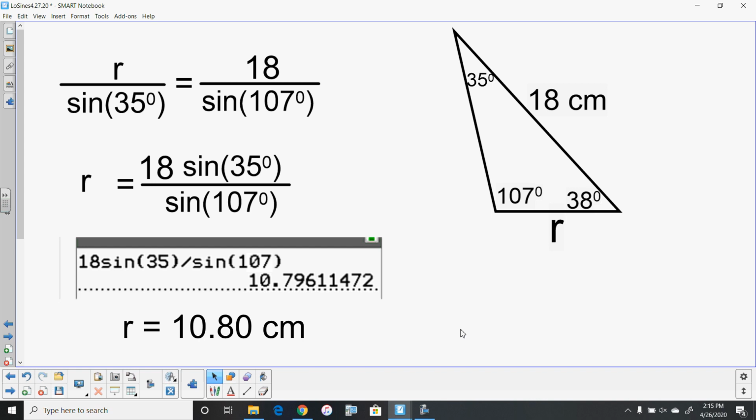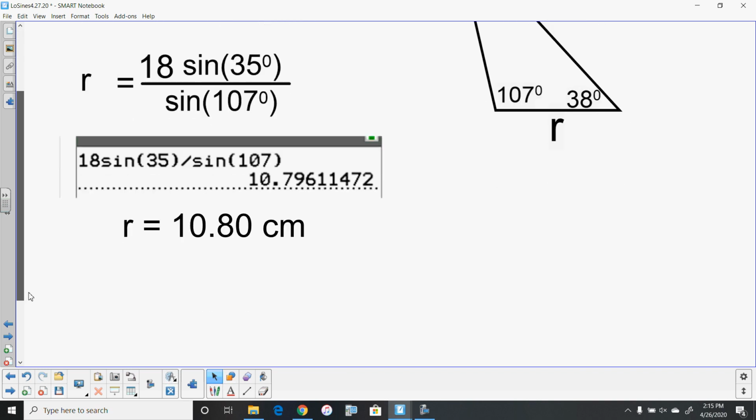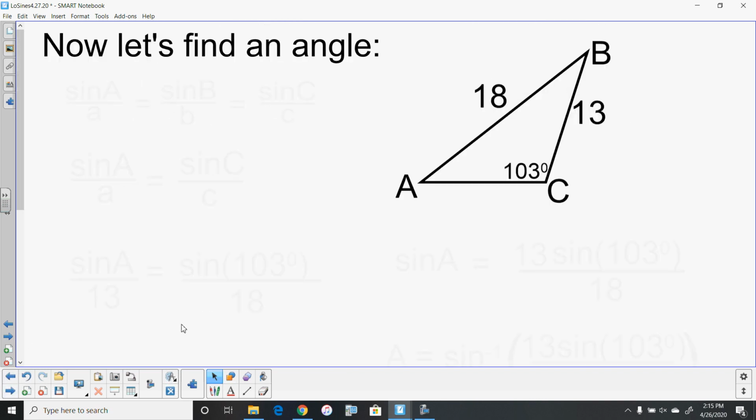Always be thinking if the question has units in it, then make sure to put units in your answer. Keep those units consistent and keep them in your answer. All right. Now, like I mentioned at the beginning of this, we can use the law of sines to solve for angles.